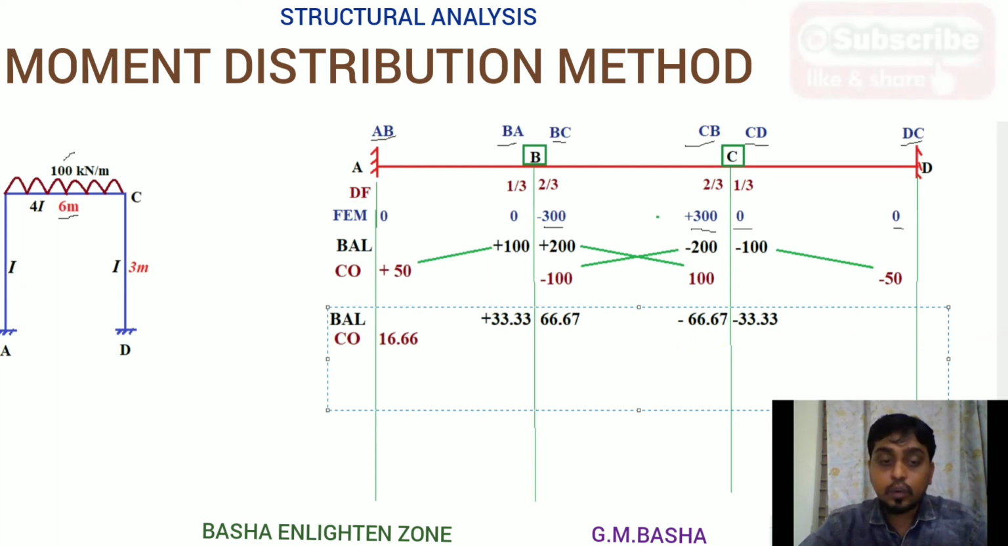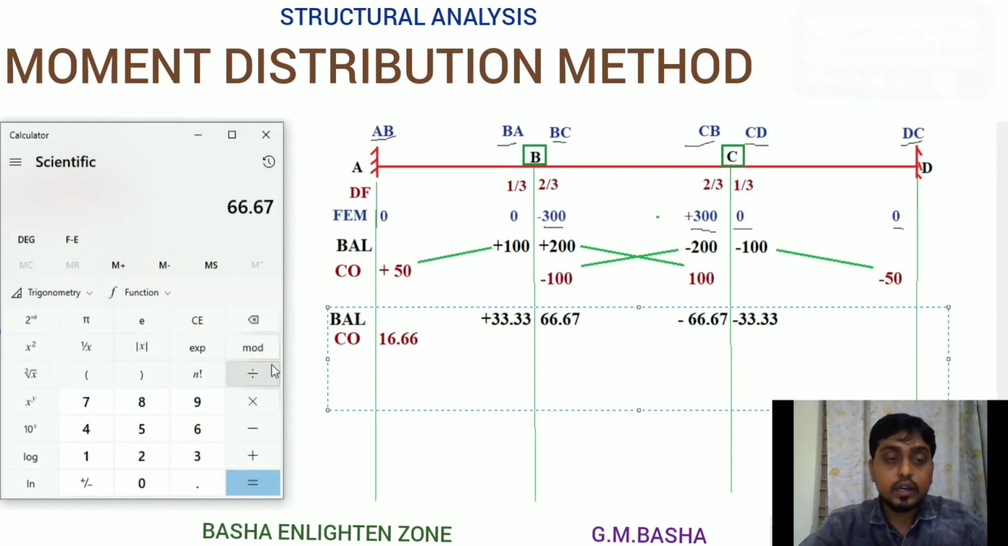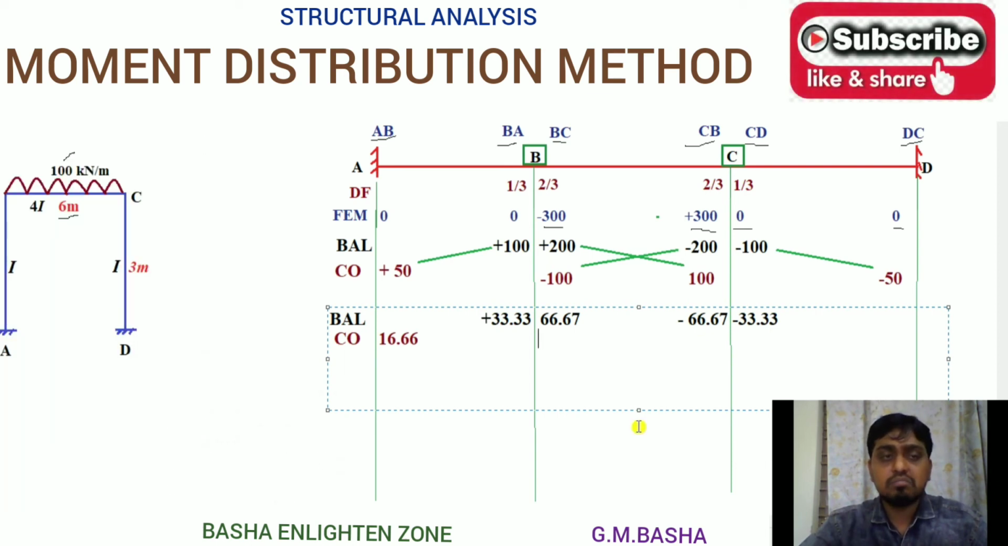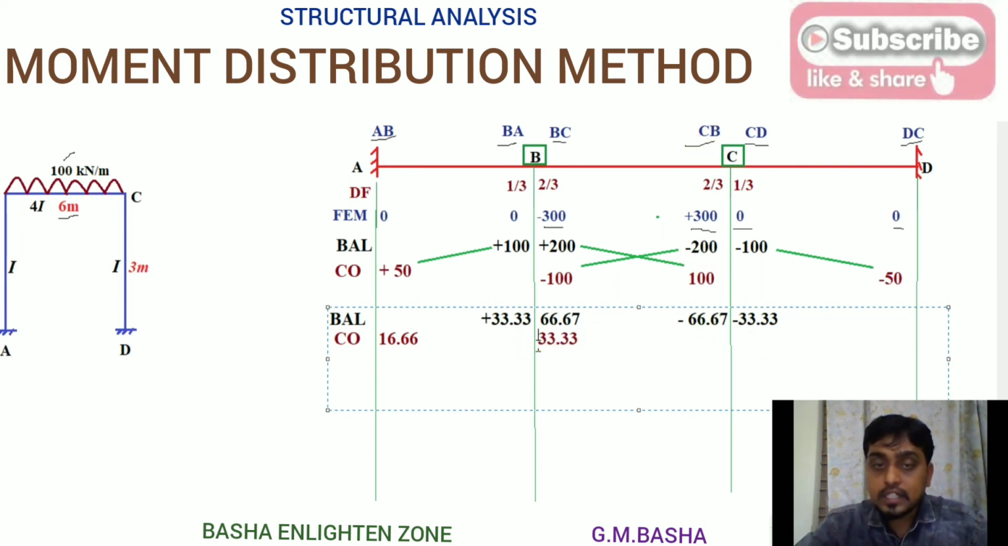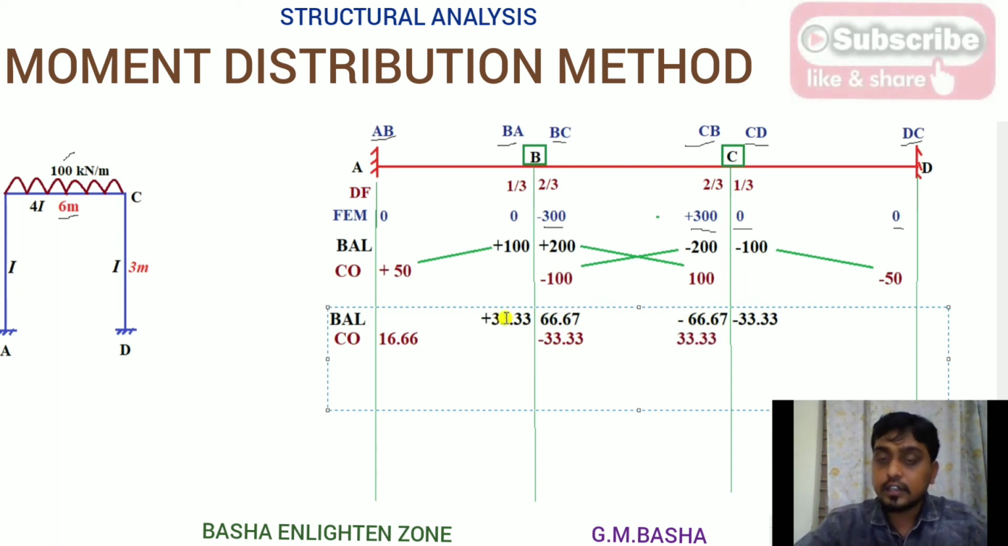66.67 divided by 2. So that one will be 33.33. But here carryover takes place from CB to BC. So you will get a negative 66.67 divided by 2. Here the carryover takes place from BC to CB. So that is 33.33, so the value from BC to CB.